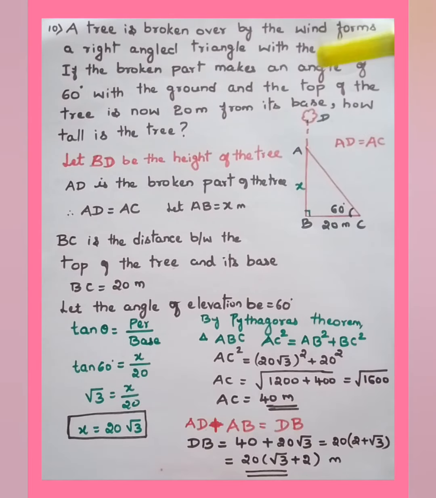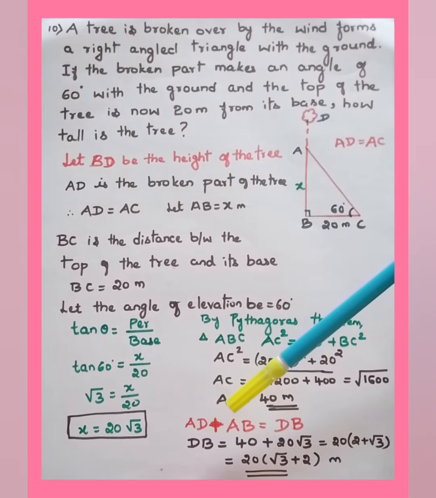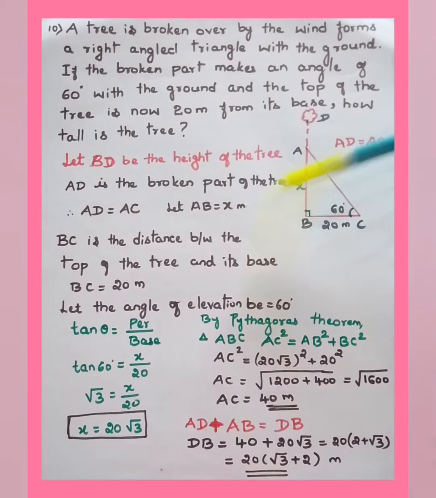Now the sum is still not over. We have to find the height of the tree, that is the BD value. BD is equal to BA plus AD, so DB is equal to AD plus AB. I have first substituted for this, no problem. What is the AD value? AD is nothing but AC, that is 40, plus 20 root 3.